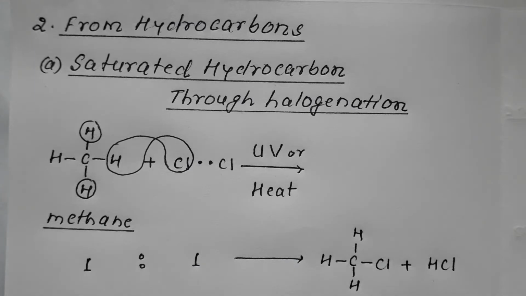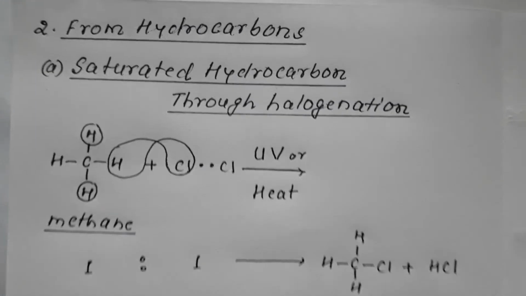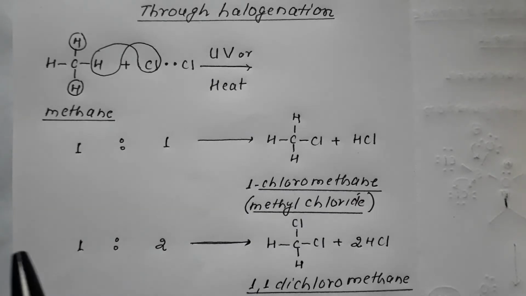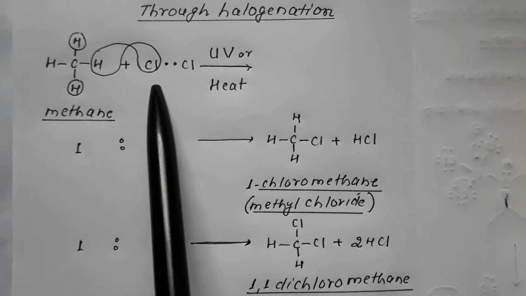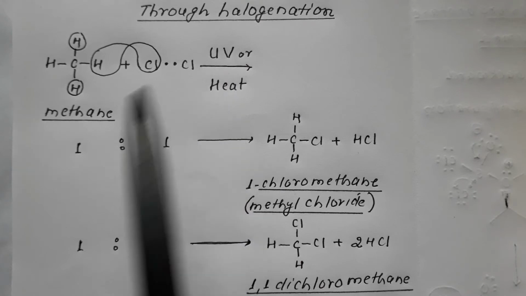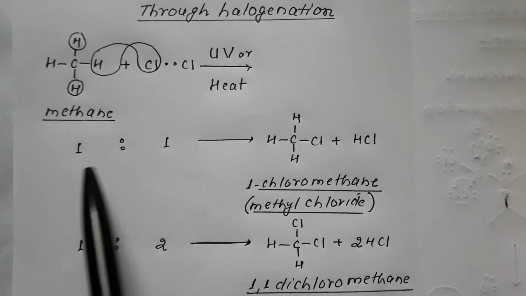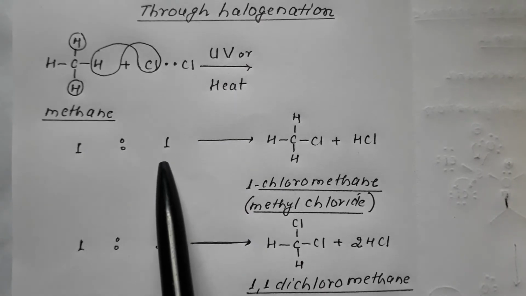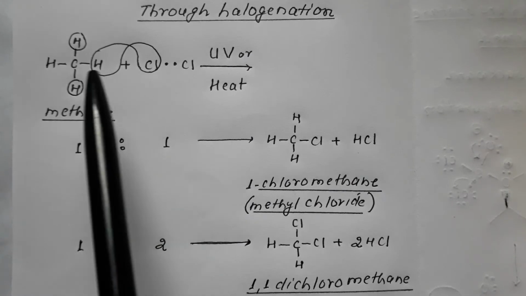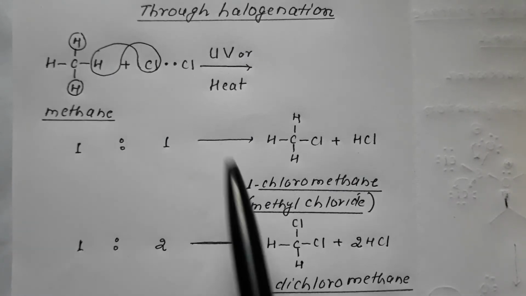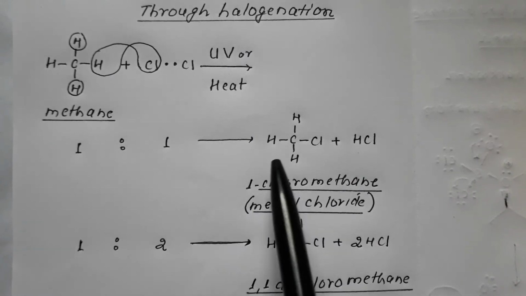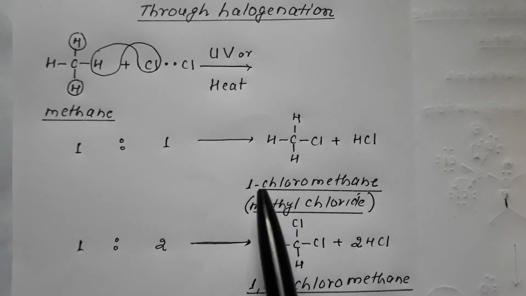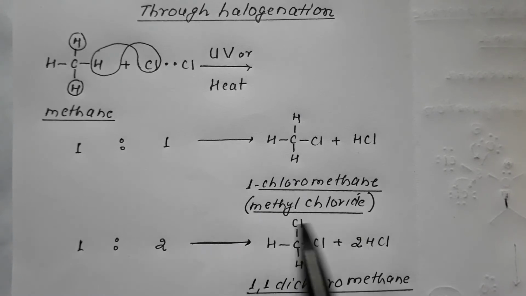So let us deal with this in detail. Methane reacts with chlorine in presence of UV radiation. If this reaction takes place in the ratio 1:1, one H and one Cl go in the form of HCl and it converts into methyl chloride, that is, chloromethane, methyl chloride.